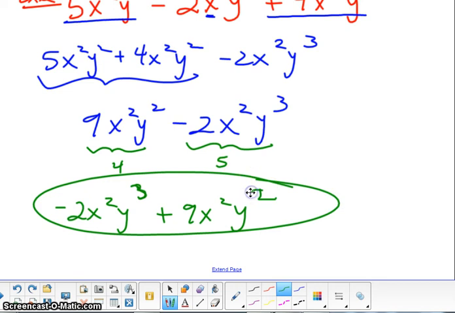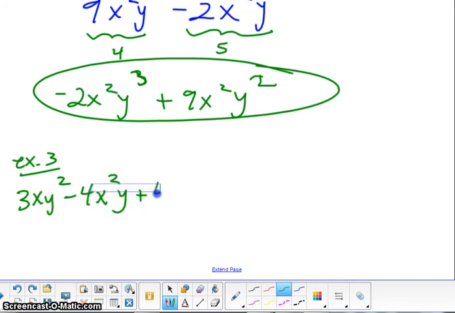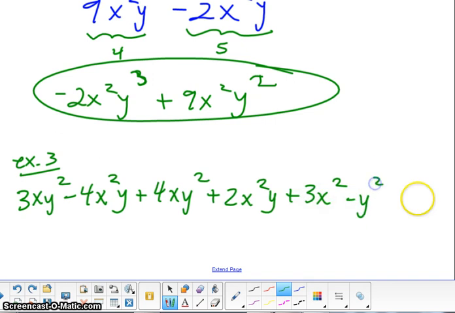Okay, and then the last one, I'm going to have you practice, and then we can also discuss that one in class. Combine the like terms of this example. 3xy squared minus 4x squared y plus 4xy squared plus 2x squared y plus 3x squared minus y squared plus 2x squared y. All right, good luck with that one, and I will answer all your questions tomorrow.